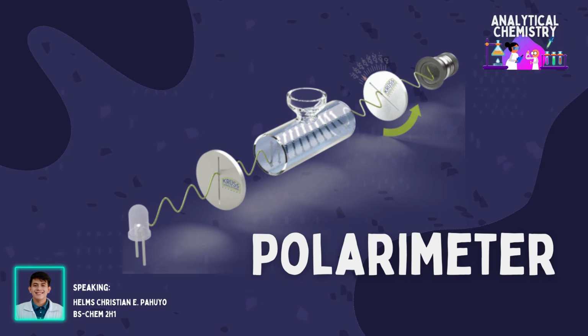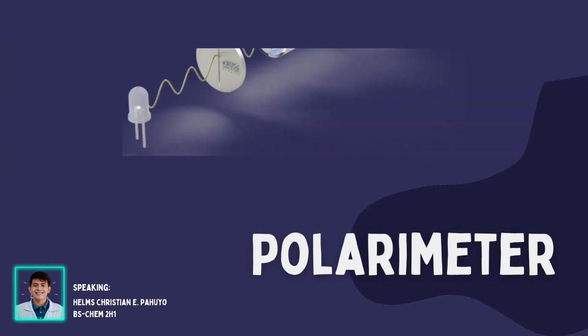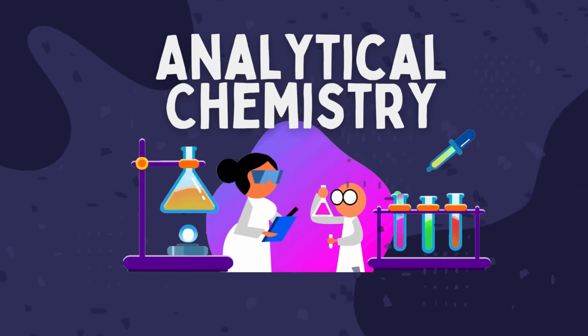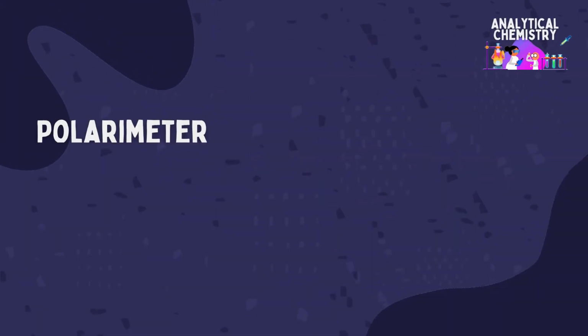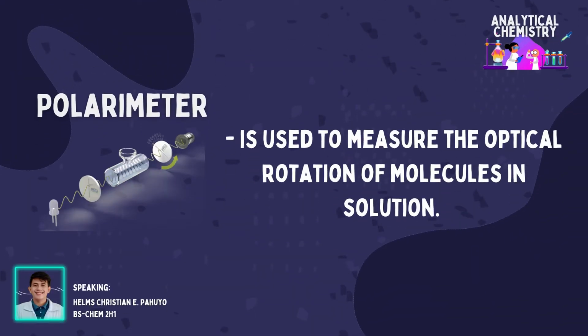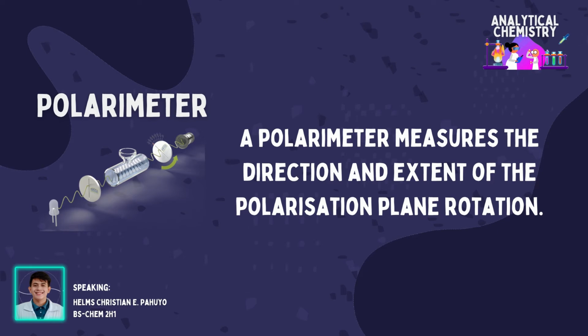Today we are going to talk about polarimeter, an analytical instrument. Polarimeter is used to measure the optical rotation of molecules in solution, or in other words, it measures the direction and extent of the polarization plane rotation.